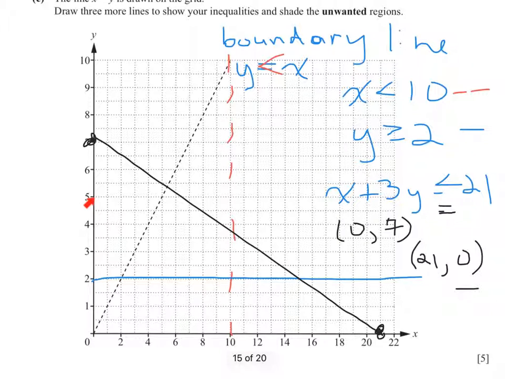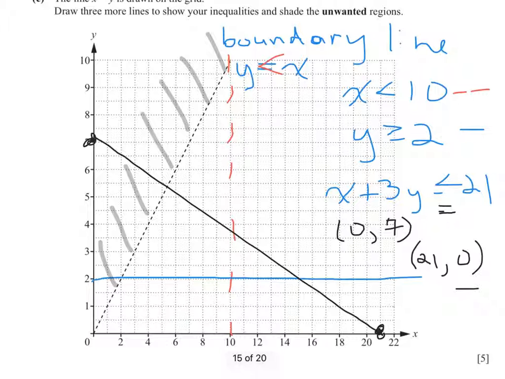If I put in 5 for y, is that greater than or less than x? 5 for y, 0 for x. Oh, that's greater than, so our inequality is not true. Our guidance is again to shade the area that's not true. So we want to shade basically above this line, that boundary line.